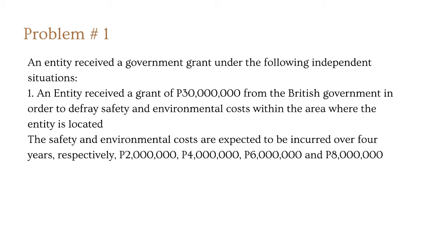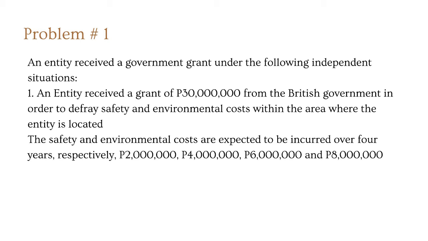The safety and environmental costs are expected to be incurred over 4 years respectively: 2 million pesos, 4 million pesos, 6 million pesos, and 8 million pesos. So the problem involves a monetary grant related to income. This type of grant is measured at the amount of cash received or the fair value of the amount received.